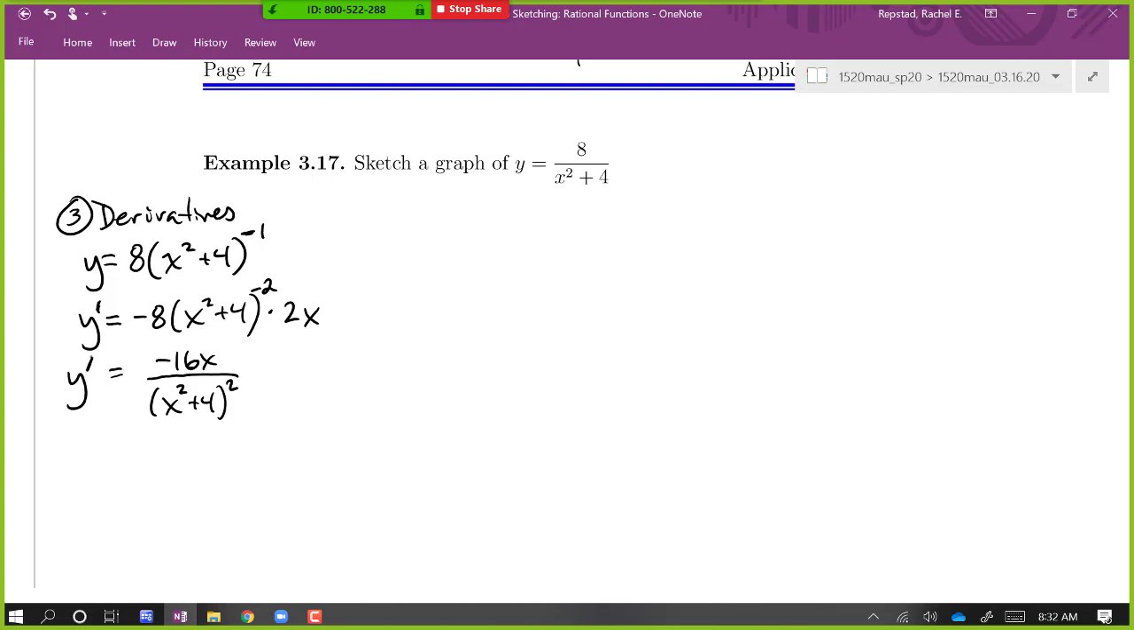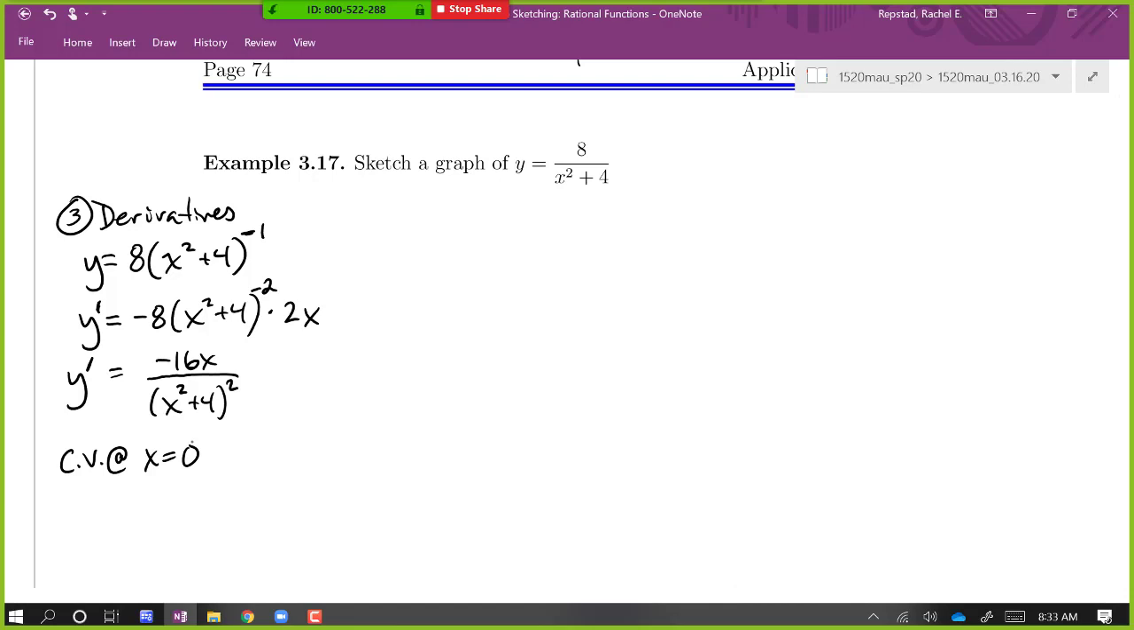This is really convenient for analysis, right? For making a sign chart, for example. This is easier to make a sign chart of than the line before it. So what critical values do we have here? At 0, yeah, 0 is the only critical value. It is certainly the only thing that makes the derivative 0, right? 16x is 0 when x is 0.